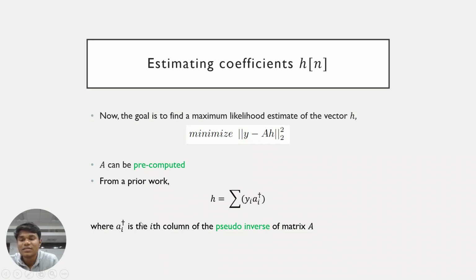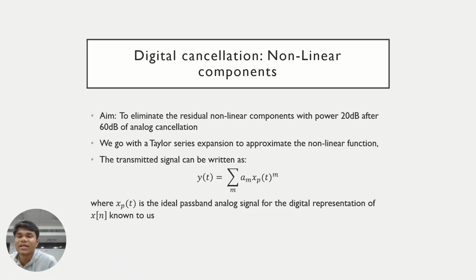So what this term depicts is the ith column of the pseudo inverse of matrix A. Okay, some silly disturbance there. This A dagger term represents the ith column of the pseudo inverse of matrix A. So as the samples come in, we multiply them and sum them, and we get the coefficients h which we desire to have. I missed the slide. Okay.